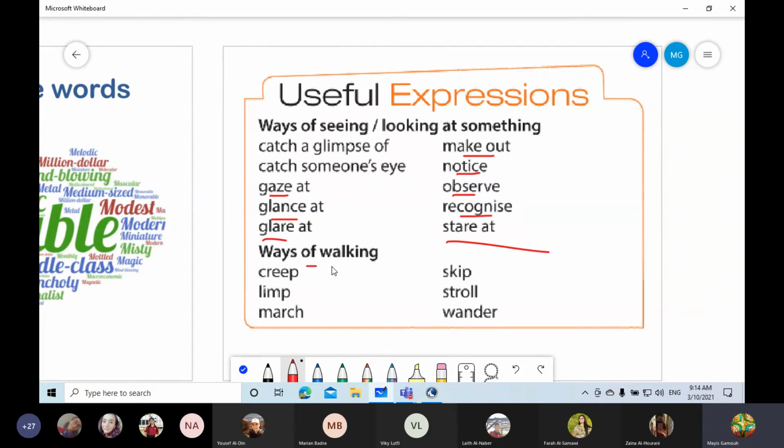All right, let's go to the ways of walking. I can say creep, which means to crawl. Limp means to walk with a limp. March means to walk in step. Skip means to hop, when I am talking about the action of walking. Stroll means to walk leisurely. Wander means to roam. So all these descriptive words can describe the action of walking, and all these words or phrases can also describe the action of seeing or looking at.